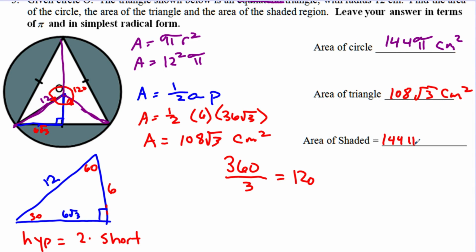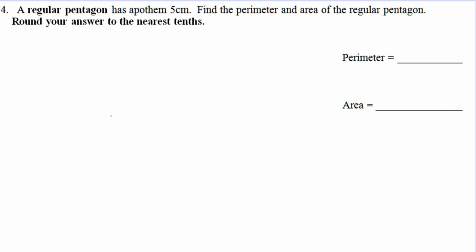So I'm just going to write 144 pi, which is the area of the circle, minus 108 root 3, which is the area of the triangle. And whatever that number comes out to be when you type it in your calculator, that's the area that we keep. So that one's a pretty challenging problem. It takes some work, but it's something we can definitely do.